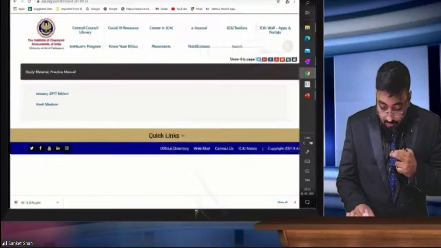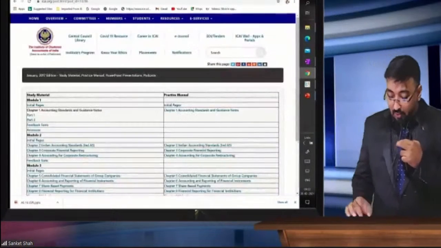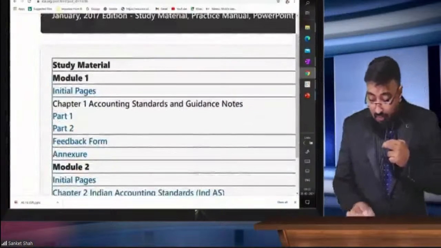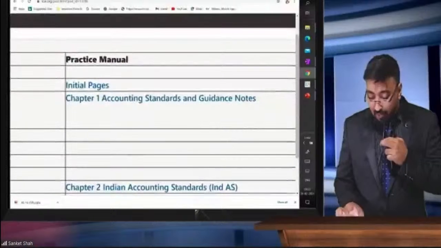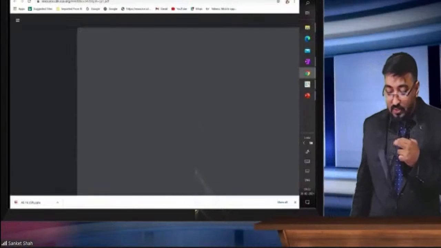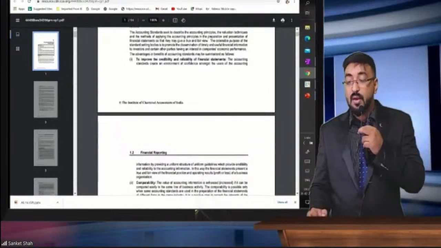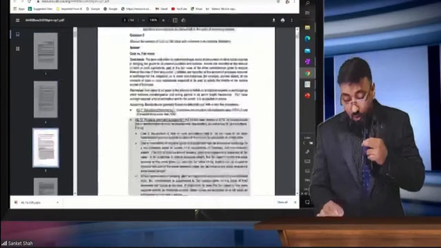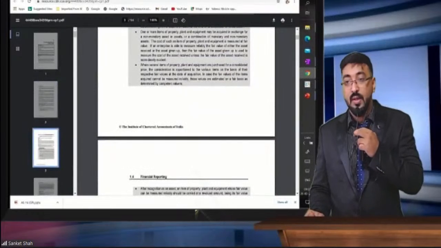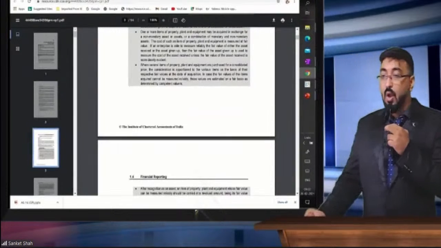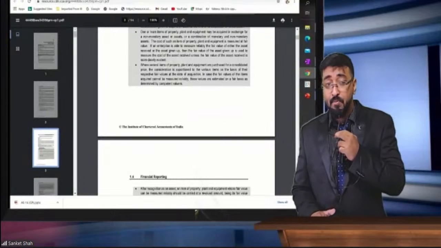This is the last course, so January 2017 is the edition, and here you will get the study material, and here is the practice manual. Below the practice manual you have Chapter 1, Accounting Standards, and you can download it from there. From this you solve all illustrations of AS 2, AS 10, AS 11, AS 12 and AS 16, and it is sufficient if you solve these questions thoroughly.